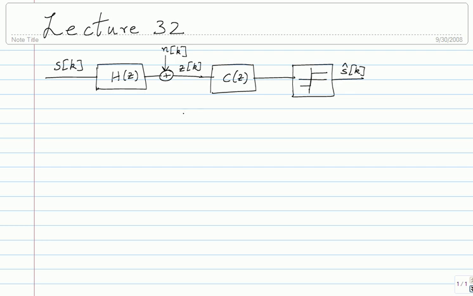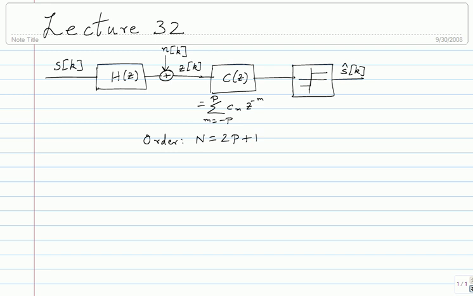Okay, so C(z) is constrained in complexity. C(z) is going to be simply the summation over m equals minus P to P of c_m z to the power minus m. So the order of this filter is 2P plus 1. Order is the number of terms, so to speak, in the Z transform. So it's finite order.